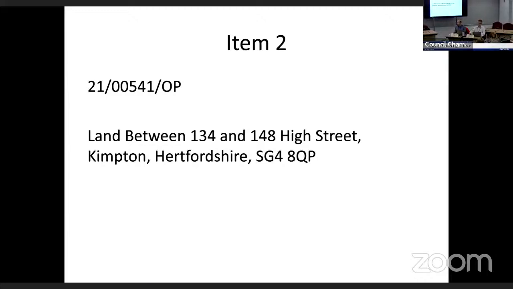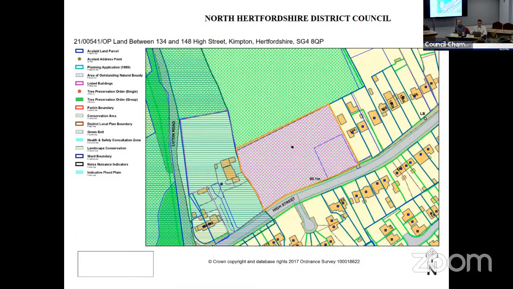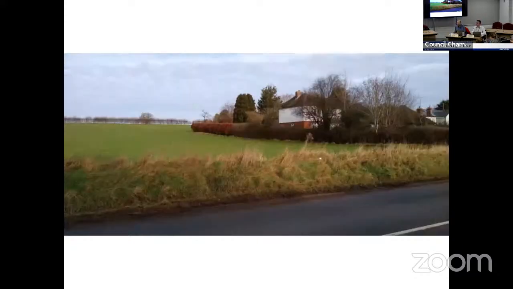First slide. So, yeah, this shows the site. It is allocated housing site KM3 in the local plan within the Kimpton settlement boundary on the western side of Kimpton. Next slide. This is looking north up the site, approximately where the vehicular access is proposed. Next slide. This shows most of the east site boundary with number 134 High Street, and the top of the hedge left of centre of the photo is where the north boundary of the site effectively starts.